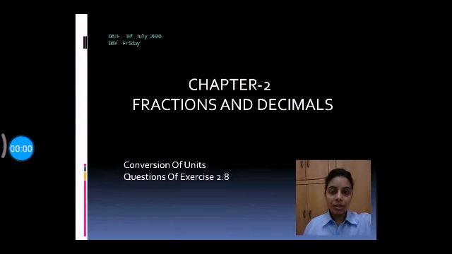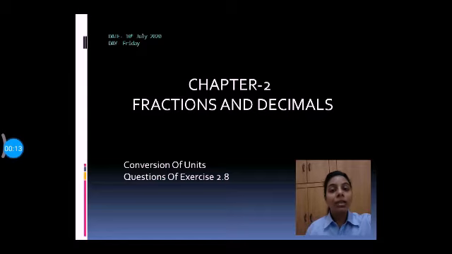Good morning, students. So in today's class we are going to continue our chapter number 2, fractions and decimals, and we will continue with our topic that we started yesterday, that is how do we convert different units. So today we are going to see how we do the conversion of units of weight.